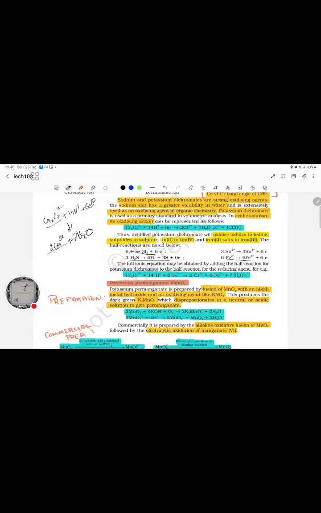So the full ionic equation may be obtained by adding the half reaction for potassium dichromate to the half reaction for the reducing agent. We have Cr2O7 2- in acidic medium, and I'm adding the half reaction 6Fe2+. Now this Fe2+ is oxidized to Fe3+ and Cr2O7 2- is reduced, and that's how the half cell reactions are added together.